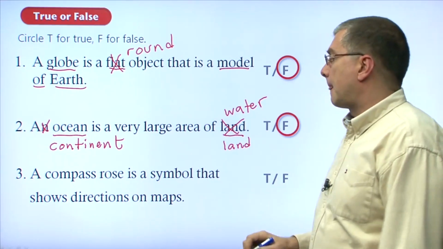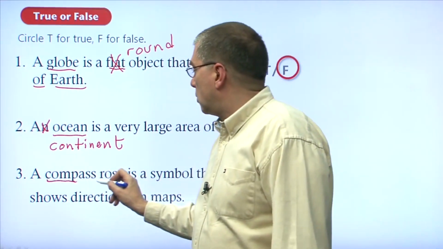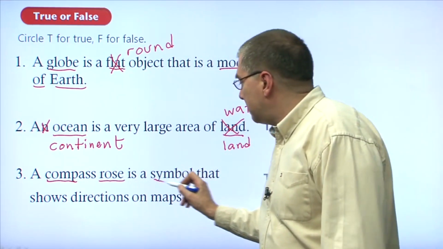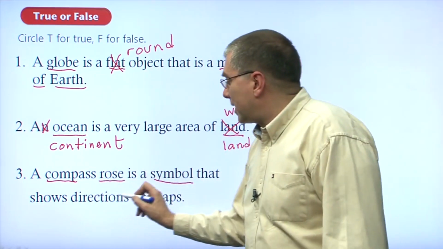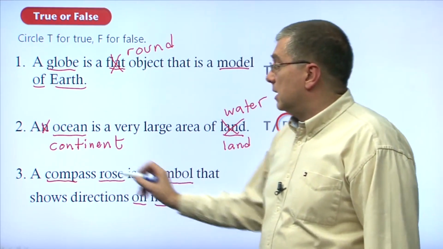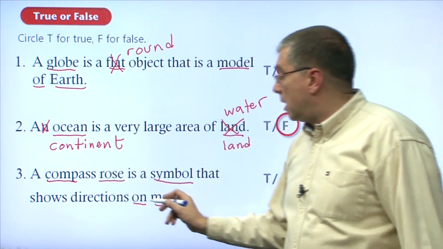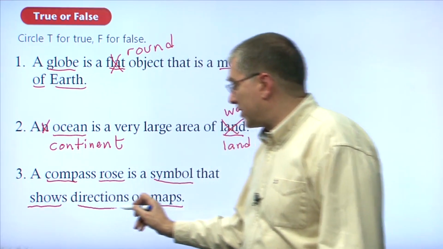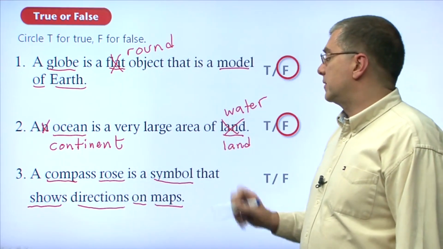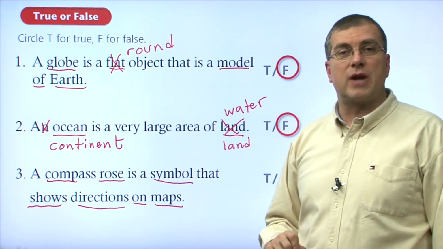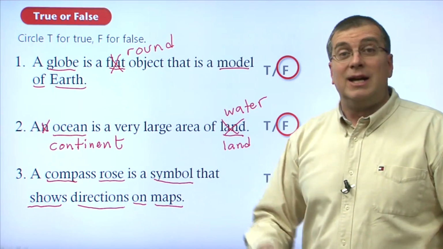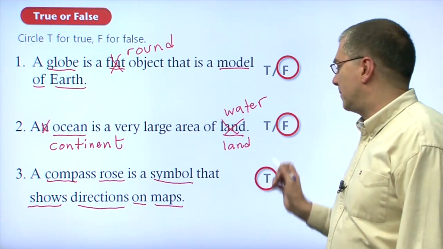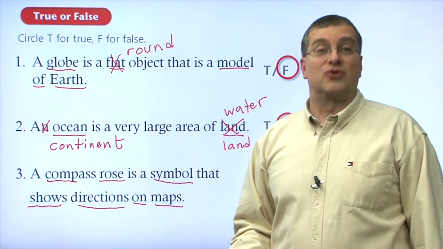Number 3, a compass rose. Remember we talked about the compass rose? It is a symbol that shows directions on maps. So a compass rose, where do we find it? On maps. What does it do? It shows directions. So a compass rose is a symbol that shows directions on maps. Is that true? Do you remember when we talked about the compass rose? That is true, absolutely. So number 3 is true.